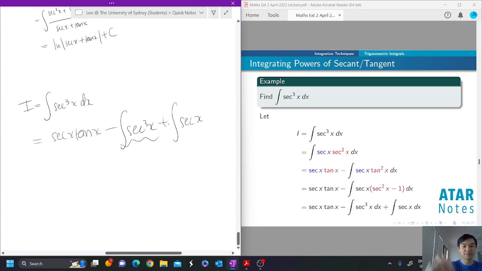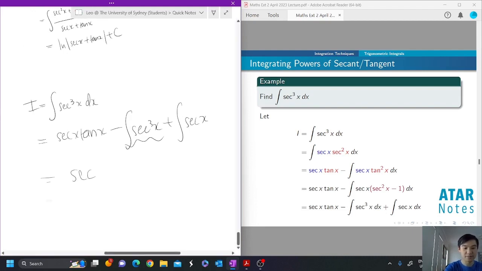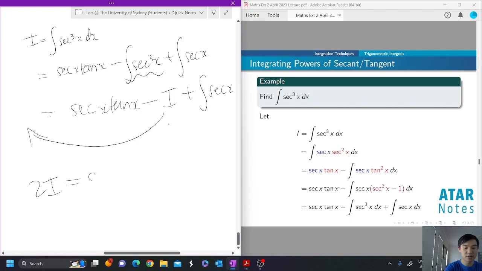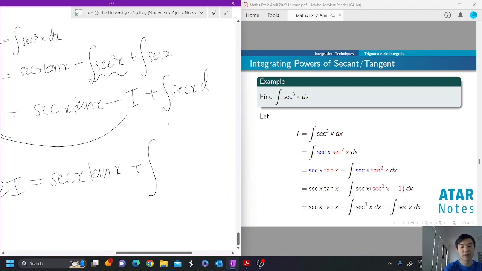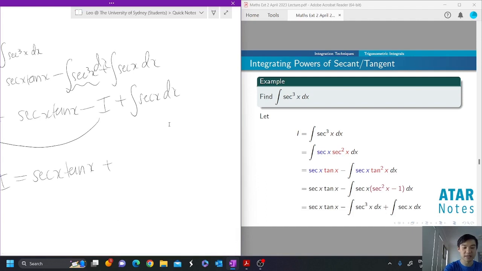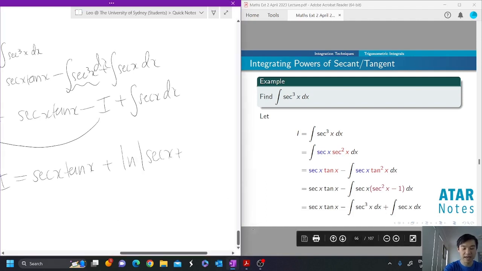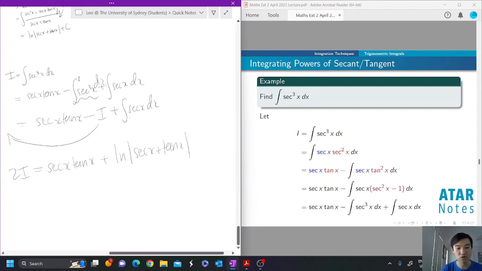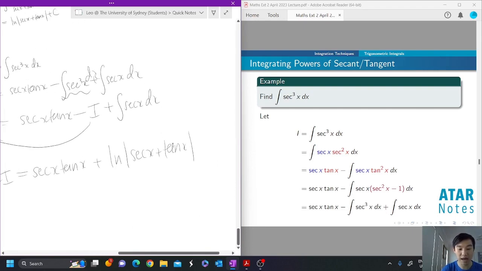Now the thing is here, this is going to be I. So it's actually going to be sec x tan x minus I plus the integral of sec x. So you can take that to the other side. So you could say that 2I is equal to sec x tan x plus the integral of sec x. And we just talked about how we integrate sec x. We know that this is going to be ln absolute value of sec x plus tan x using the process I explained earlier. And then don't forget, it's an indefinite integral, so we can do a plus c.